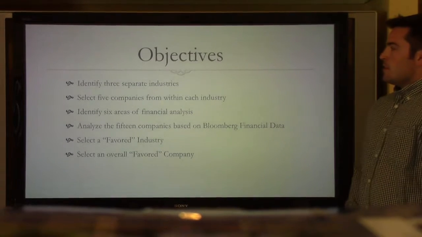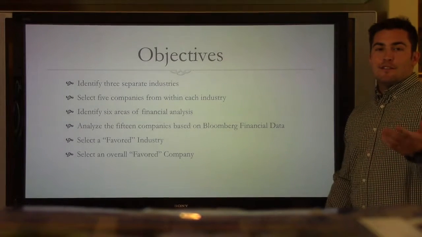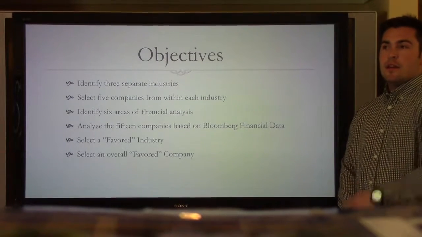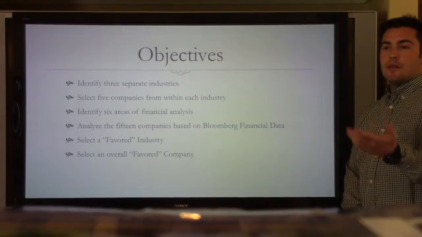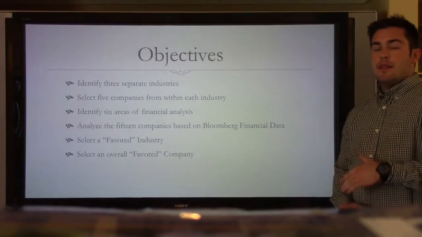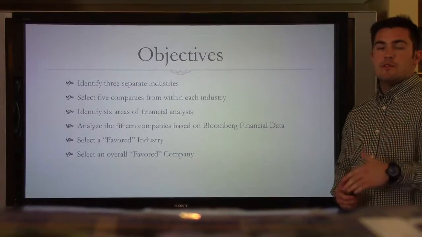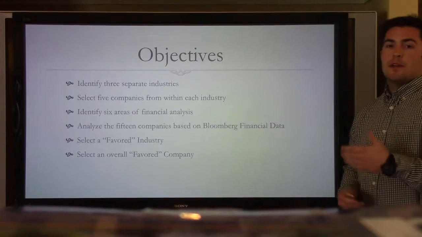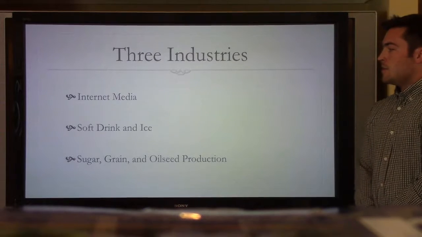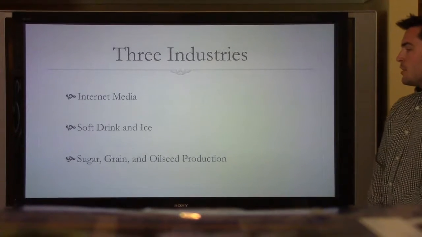So the objectives are we're going to take three different industries. We're going to take 5 companies within those industries, analyze them financially, and then decide which company we like out of each industry, and then we will take each one of those 3 and decide which one we like the most. The 3 different industries we'll be discussing are internet media, soft drink and ice, and the sugar, grain, and oilseed production.